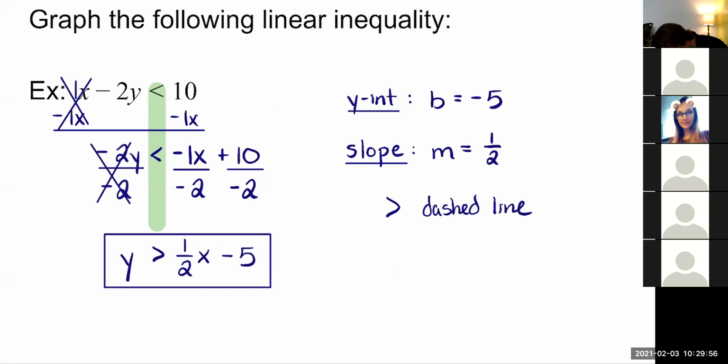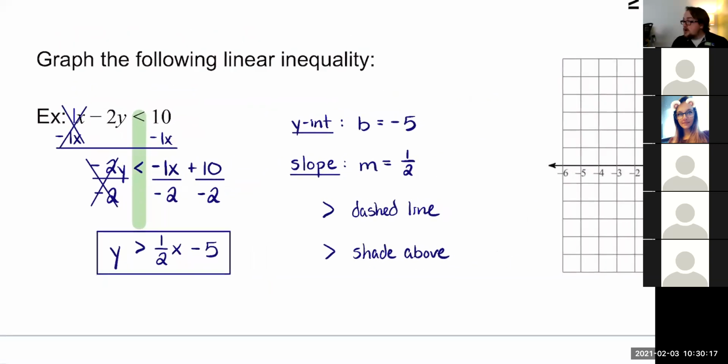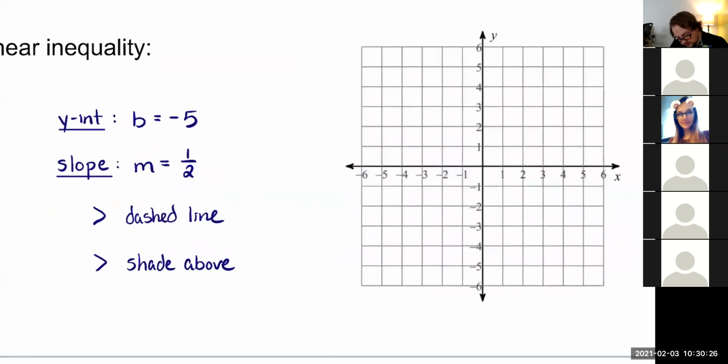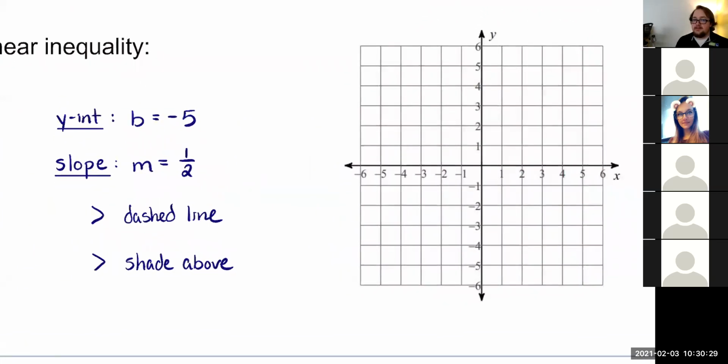And the last thing I need is to know where to shade. Again, the inequality sign tells me that as well. So greater than symbol tells me it's a dashed line, but it also tells me to shade above. So those are the 4 pieces of information I need to successfully graph this linear inequality. So I'm going to slide over here and start putting it on that graph.